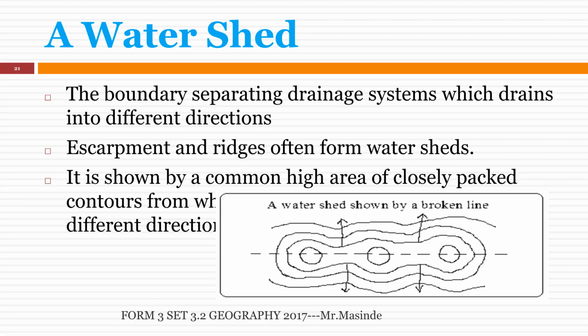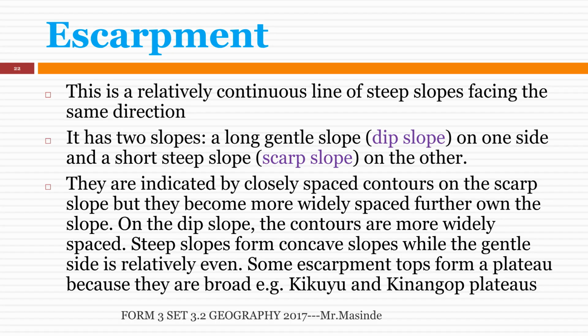Escarpments and ridges often form watersheds, indicated by a common high area of closely packed contours where rivers originate and flow in different directions. An escarpment is a continuous line of steep slopes facing the same direction. It has a long, gentle slope, the dip slope, and a short, steep slope, the scarp slope, indicated by distinct contour spacing.